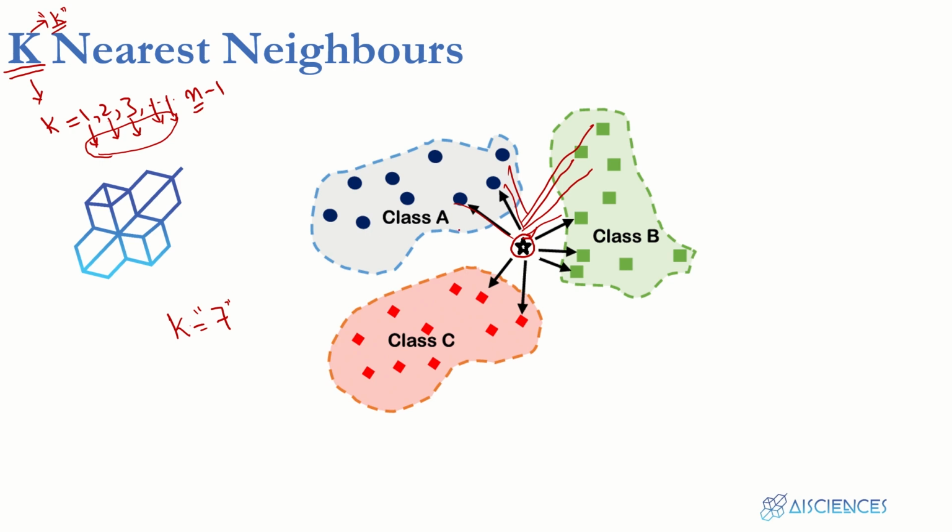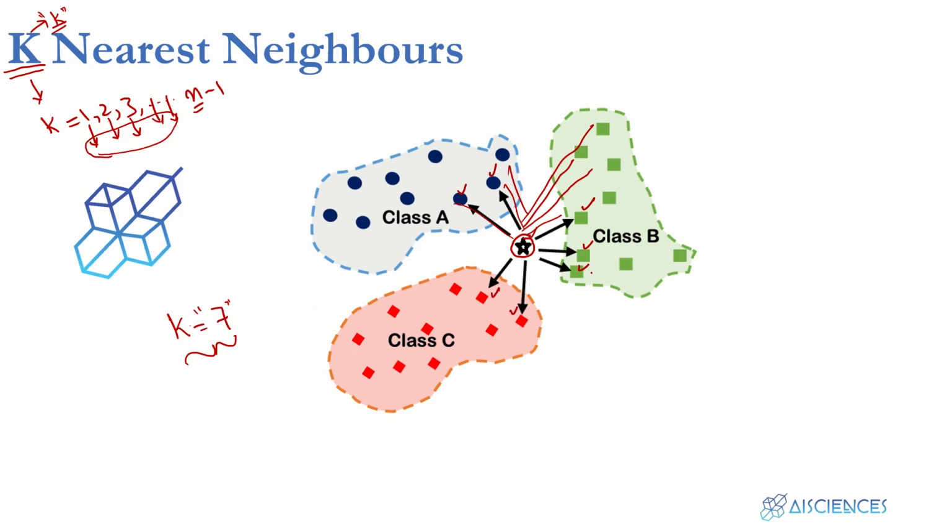When we compute the distance of all the points, we compute the distance from all the classes. And then we pick the 7 nearest neighbors regardless of their class label. In this particular case, the 7 nearest neighbors turn out to be this one, that one, that one, that one, and that one, and this one, and that one.